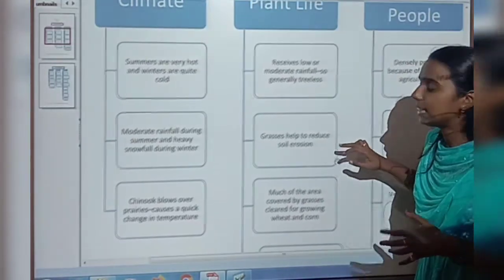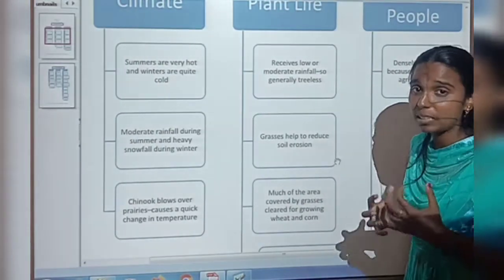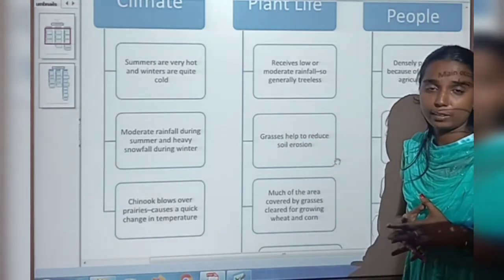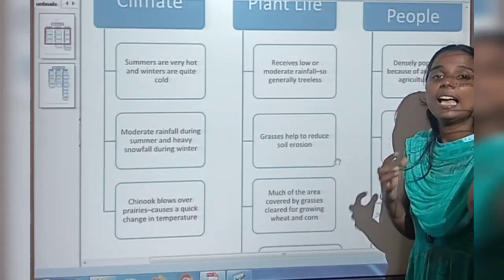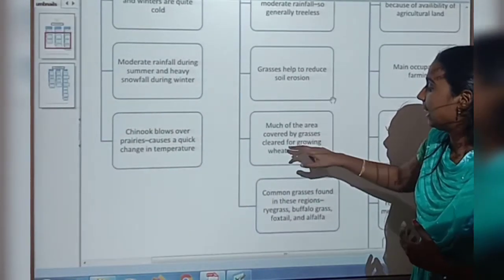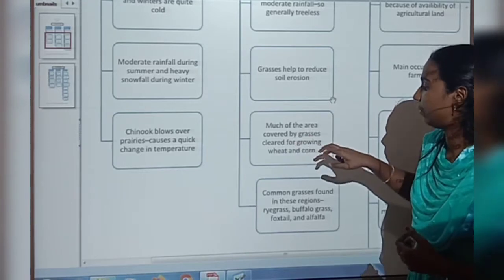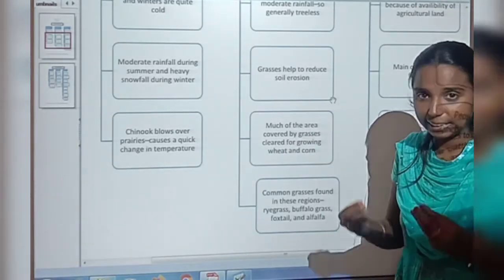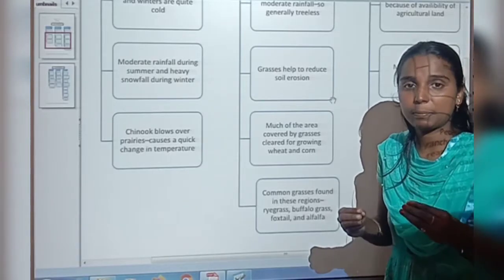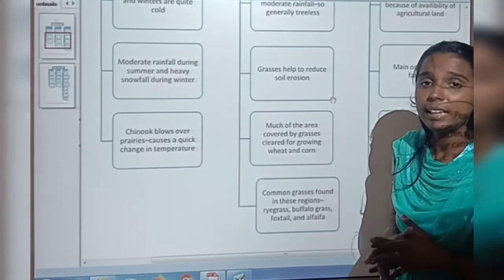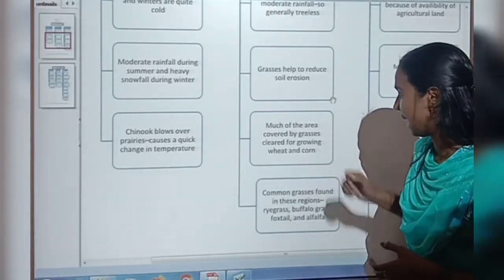And see how these grasses are helping us. Grasses help to reduce soil erosion. Okay, these grasses help to prevent soil erosion. And see, much of the area covered by grasses was cleared for growing wheat and corn. Okay, for agriculture purposes, most of the areas were cleared for growing what type of crops? Wheat and corn.